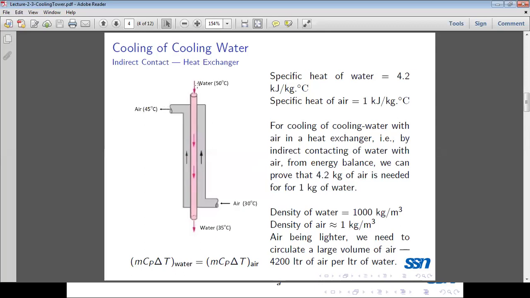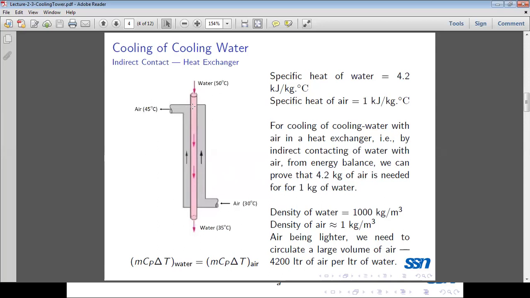You can easily send 1 kg of water passing through a tube. But to circulate 1 kg of air, you need to have a large volume pipe, because its density is so much less, about 1,000 times lesser. Which means to send 1 kg of air, you need a very huge diameter pipe, at the same conditions.